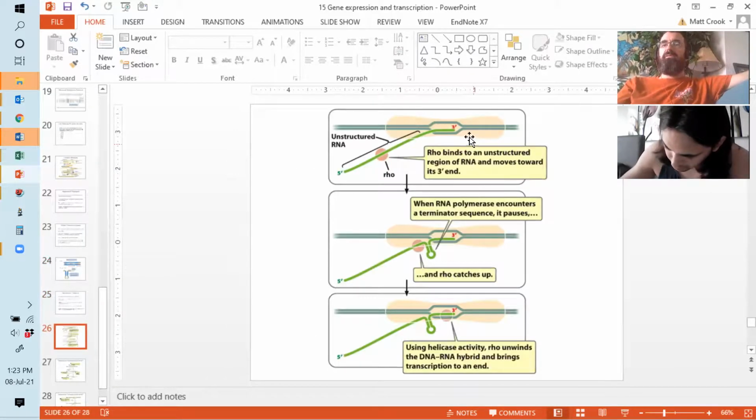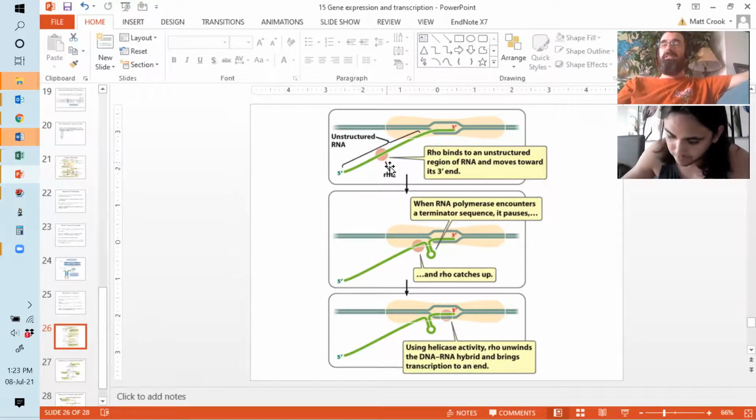And so we have this kind of setup, right? Here's our RNA polymerase. Here's our little transcription bubble inside. And what they mean by unstructured RNA is RNA that doesn't form loops and hairpins and other secondary structures. Right, and so that allows this protein to bind.